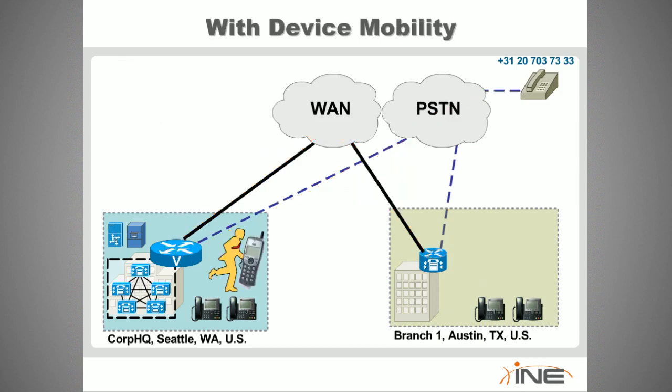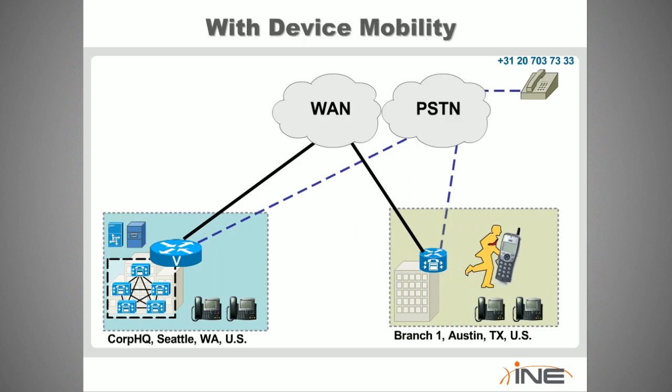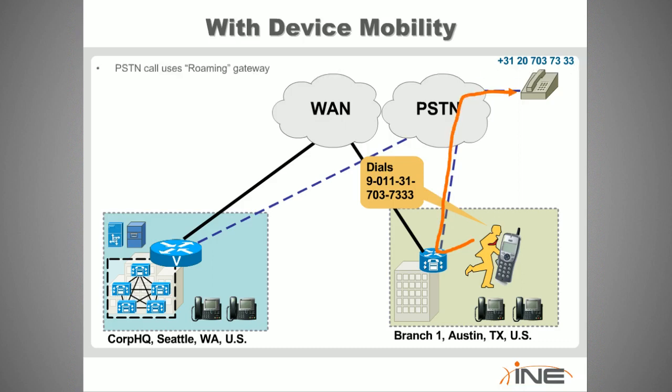So let's take a look at the same scenario, but with device mobility. With device mobility, a car comes and picks him up and takes him over, and he dials the same number, 9011-3120-703-7333. This time, it goes out the local gateway. This is because the PSTN call uses the roaming gateway. He basically adopts much of the parameters of the visiting device pool.